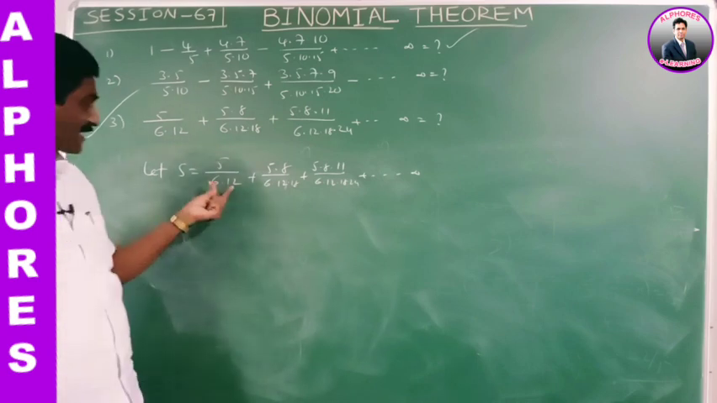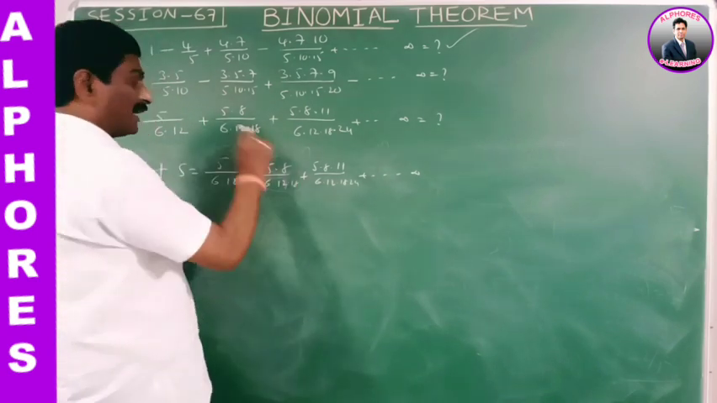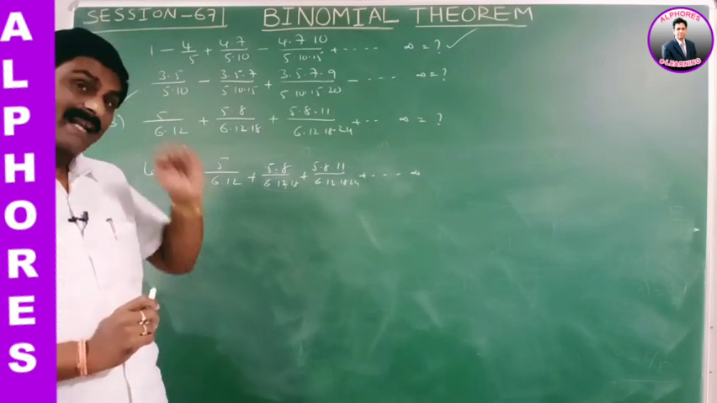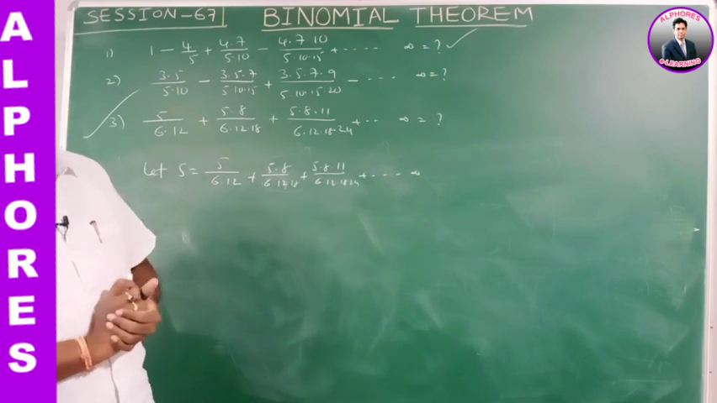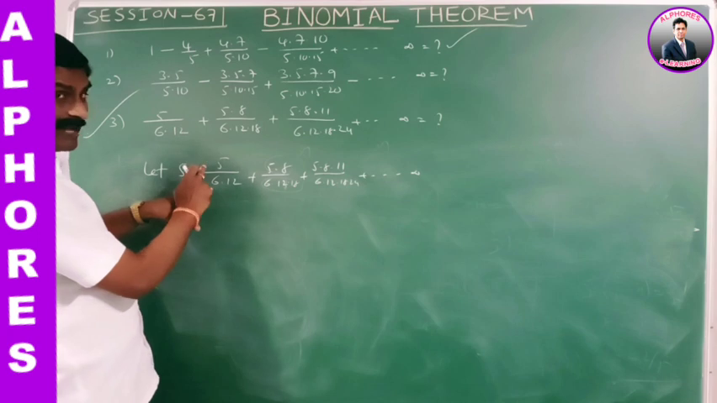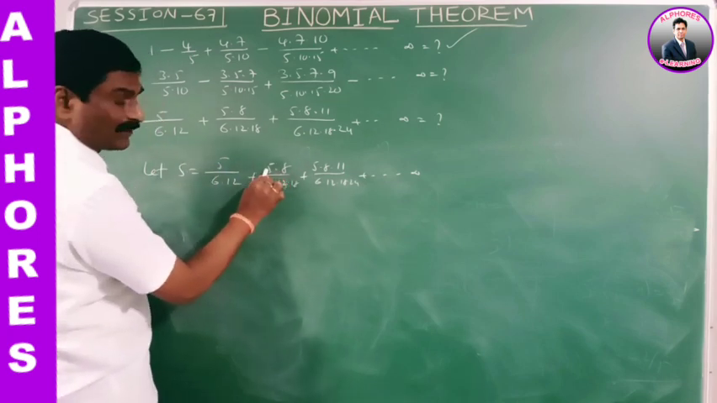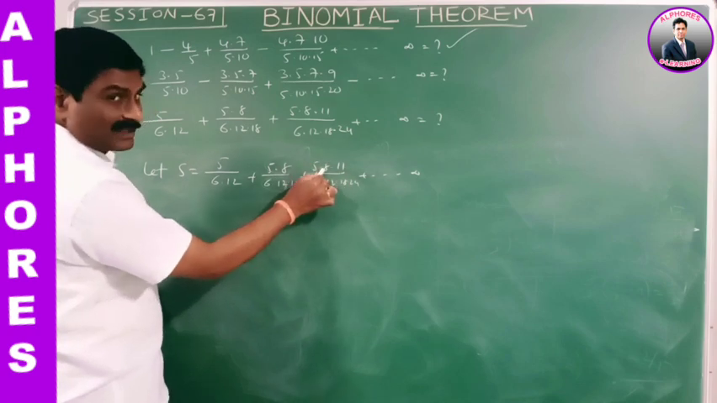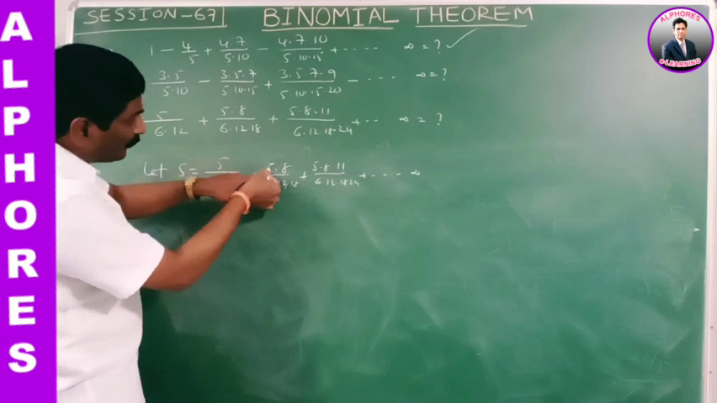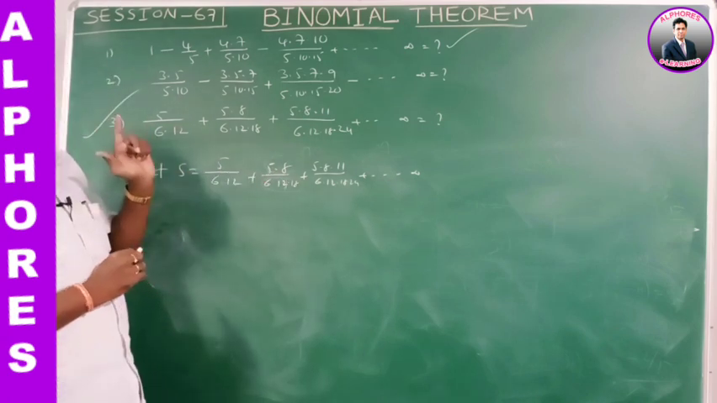In the denominator it contains 2 terms, the numerator contains only 1 term. Here the denominator contains 3 terms, here only 2 terms. The sequence is not perfect. First we complete the sequence in a particular order. What is the difference of these values? Please observe: 8 minus 5 is 3, 11 minus 8 is 3. So, what is the term before 5? That means 5 minus 3, which is 2.